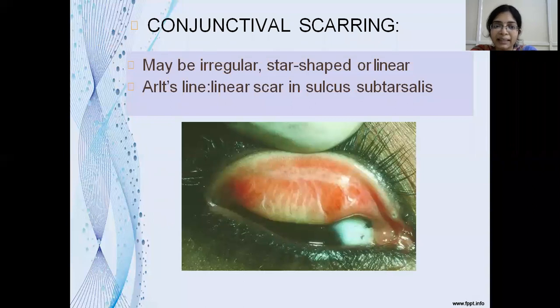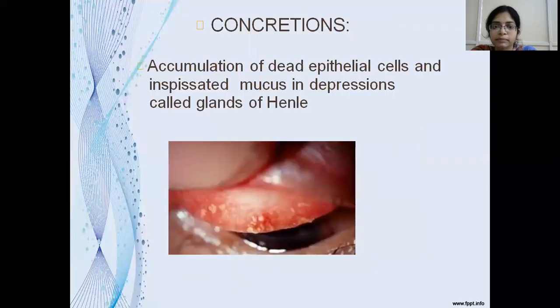Now, what is Arlt's line? Whenever you see a linear scar in the sulcus subtarsalis, that is 2 mm from the lid margin roughly, that is known as Arlt's line.